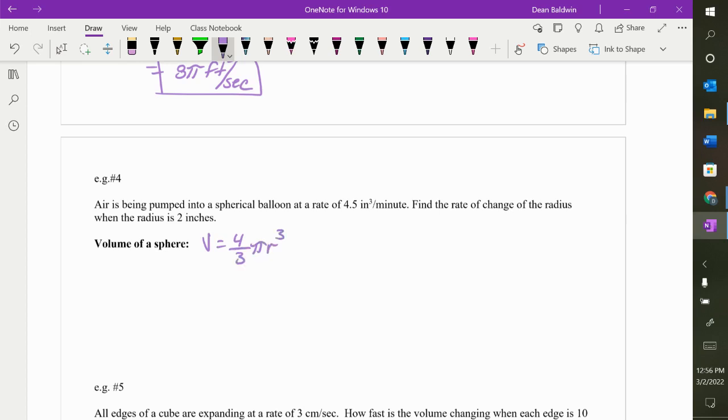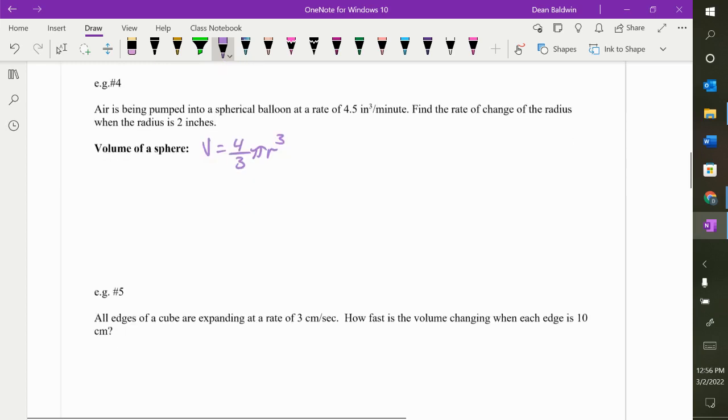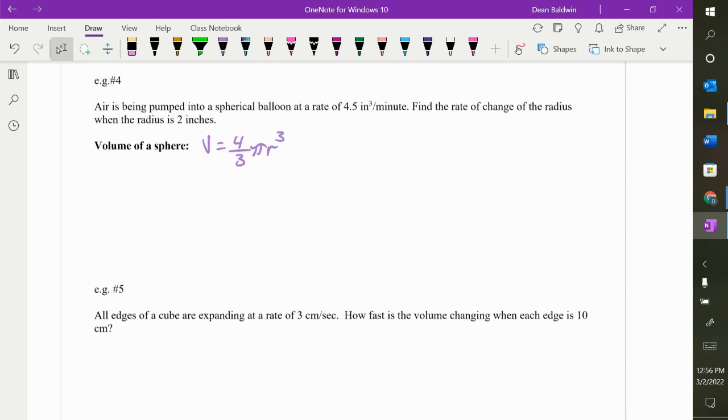4/3 pi r cubed. I do not expect you to memorize these. I would give you a sheet with all the formulas on them. The volume, I have no idea. Okay, what do I do? What do you do every time for a rate problem? Derivative. Yes. Once you have your formula, derive it with respect to time. Go. We'll see if we get the same, just like in our measurement.